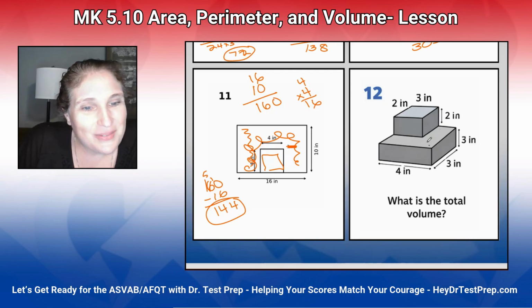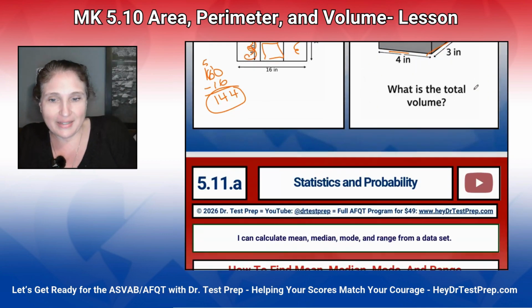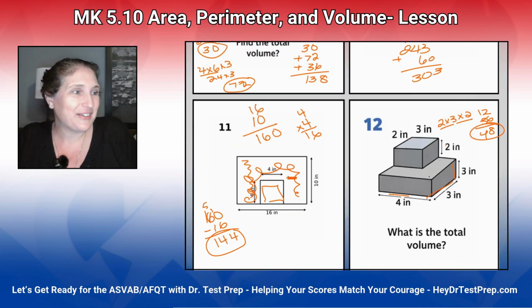All right, let's see if we can, this one we can do. All right, the measures here are 2, 3, and 2. So we're just going to multiply those together. 2 times 3 is 6. 6 times 2 is 12. Down here, we've got 4 times 3 is 12. Times 3 is 36. And then we add those up. All right. Yay! That's the end of our volume.